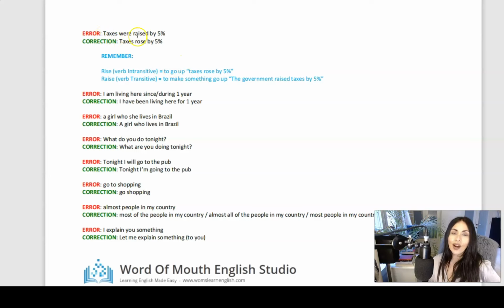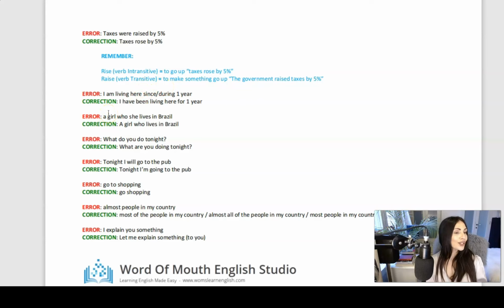So "taxes were raised by 5%" is not correct. We do not need to use the passive here, and we do not need to use the transitive verb here because of the word taxes. Rather, we say taxes rose by 5% if you want to use the past simple. Okay, so in that case, make sure you know the difference between to raise something and to rise. One needs an object in which to function, whereas the other doesn't. And there are many types of transitive and intransitive verbs of this type.